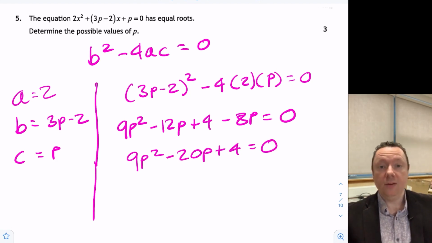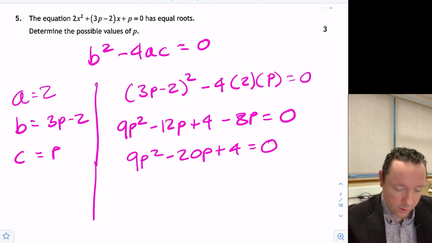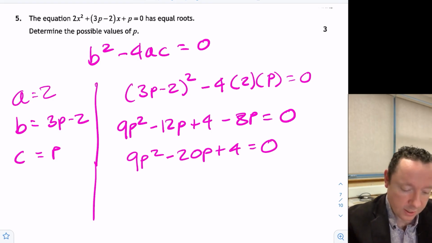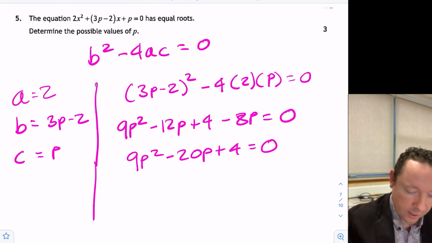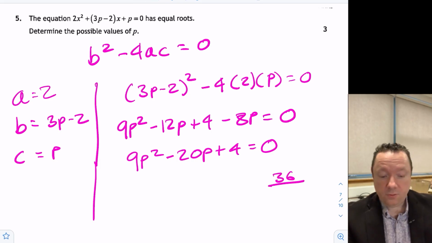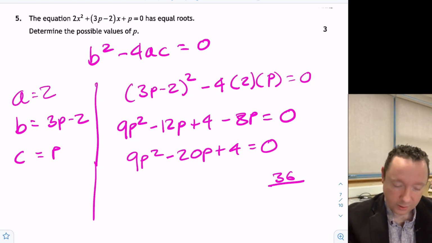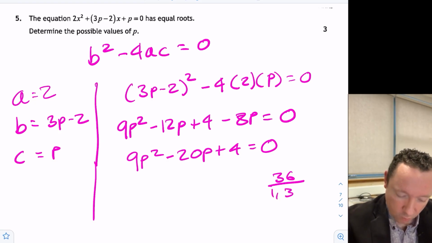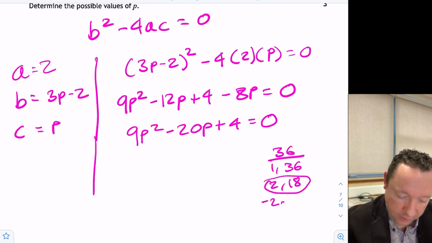Now we need to see if that can factorise. That's a bit of a nasty one, so I'll briefly go over factorising. We do 9 times 4 is 36. I'm looking for factors of 36 that add together to make minus 20, or 20 I suppose. So 1 and 36 is not going to work. 2 and 18 will work because I can now do minus 2 minus 18 equals minus 20, and minus 2 times minus 18 is 36.